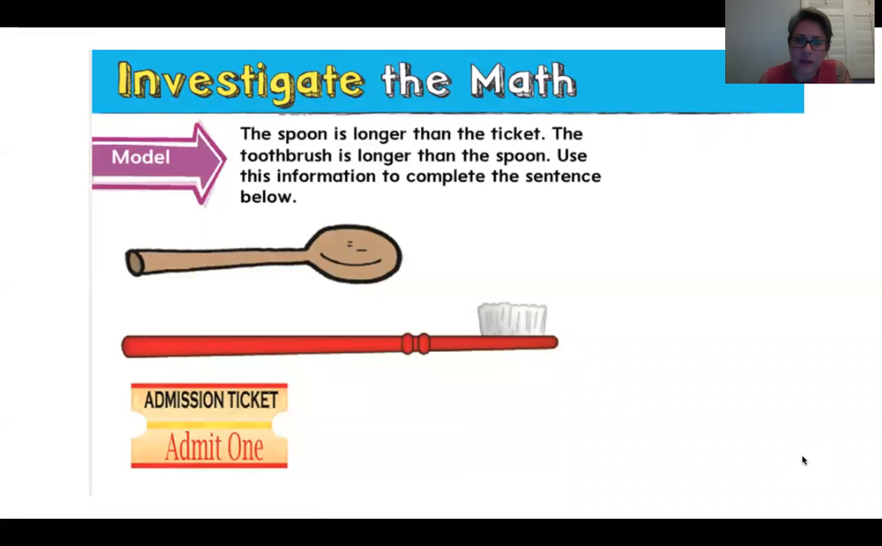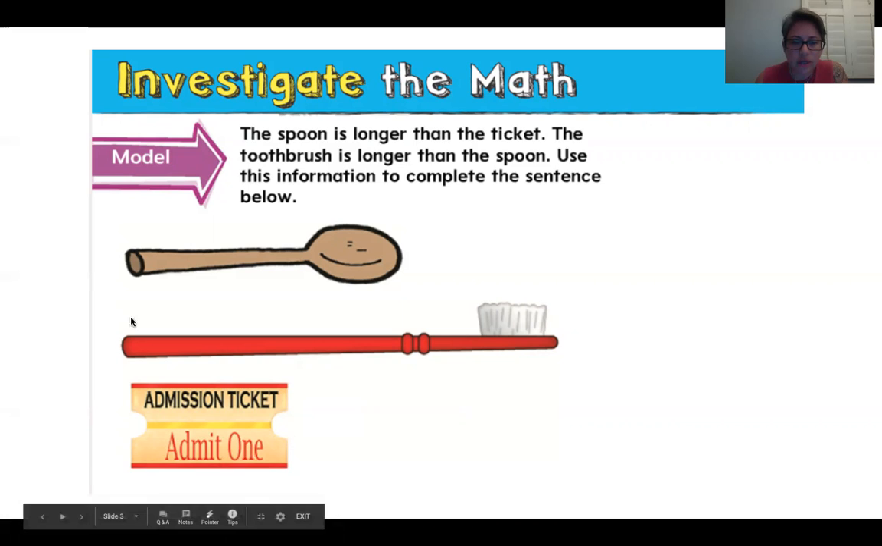Let's take a look at these three objects. The spoon is longer than the ticket. The toothbrush is longer than the spoon. Okay, let's take a look. So the longest item is the toothbrush, and the shortest item is the ticket. And the spoon is in the middle. But if I'm only looking at spoon and toothbrush, the spoon is shorter than the toothbrush, and the toothbrush is longer than the spoon.